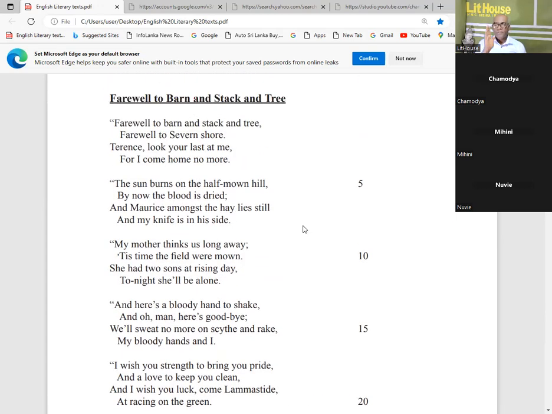All stanzas, verses have equal number of lines. Here, 4 lines. Here, 4 lines. Here again, 4 lines. These are the rules of regular versification. The poem has a regular shape. That is the idea. Okay, write down. Regular versification.